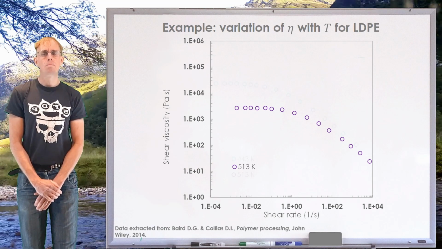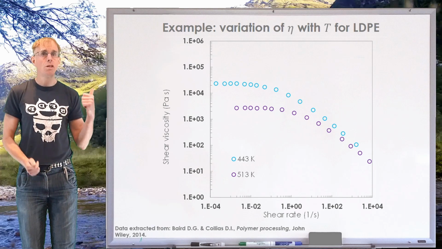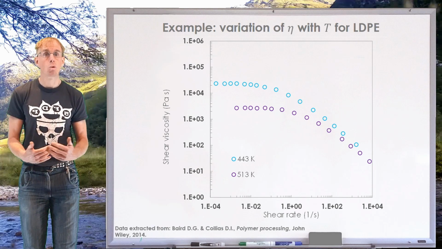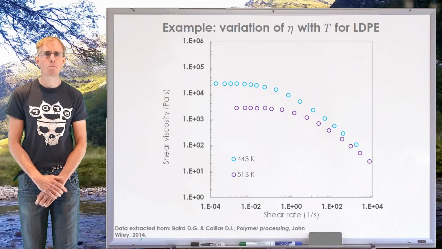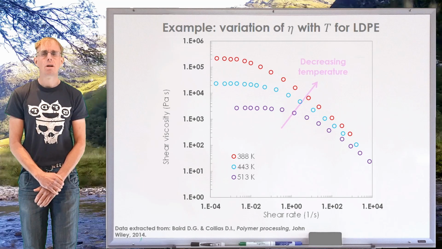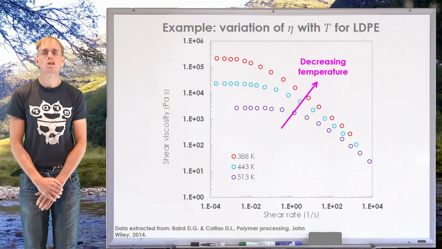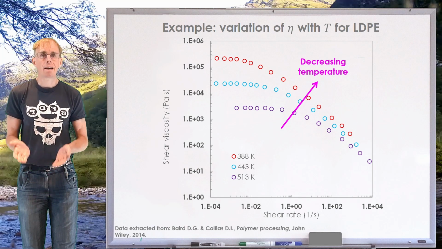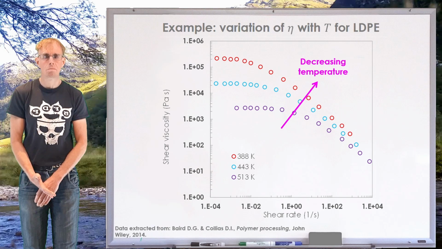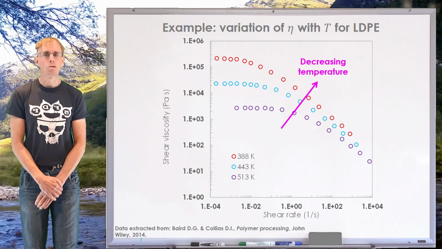If we drop the temperature to 443 Kelvin, we still see a Cross-like behaviour, but our viscosities are now a lot higher, about an order of magnitude higher. If we drop the temperature once again, let's say to 388 Kelvin, we see the same kind of behaviour, as in we've still got a Cross-type shear thinning response, but again, the absolute values of our shear viscosity have increased by about an order of magnitude. So there is a very strong temperature dependence on apparent viscosity with temperature.